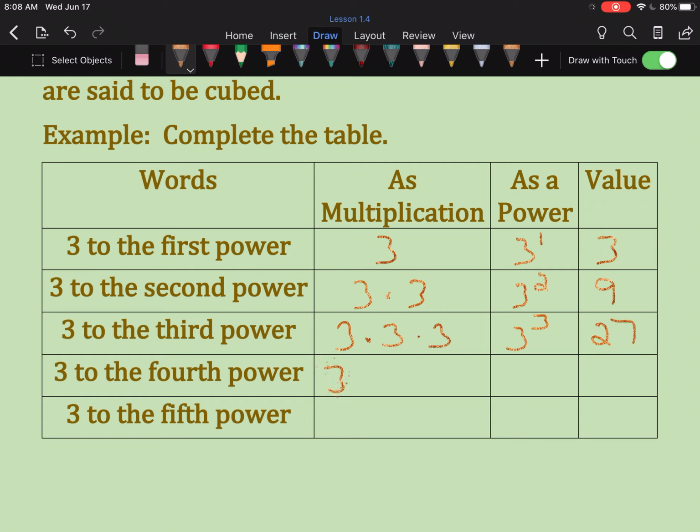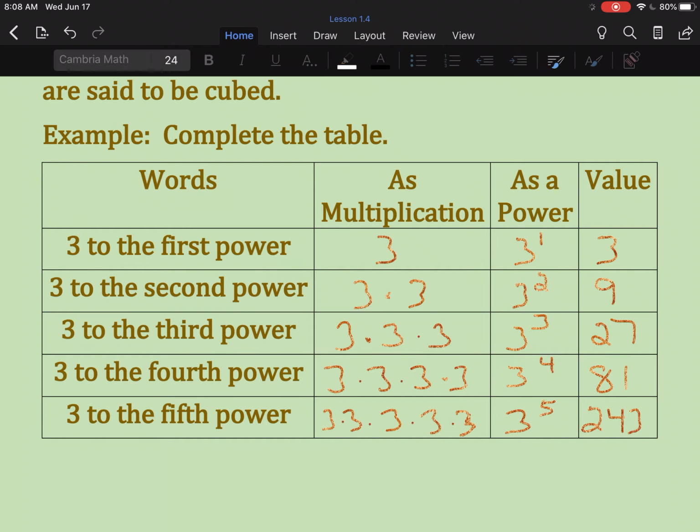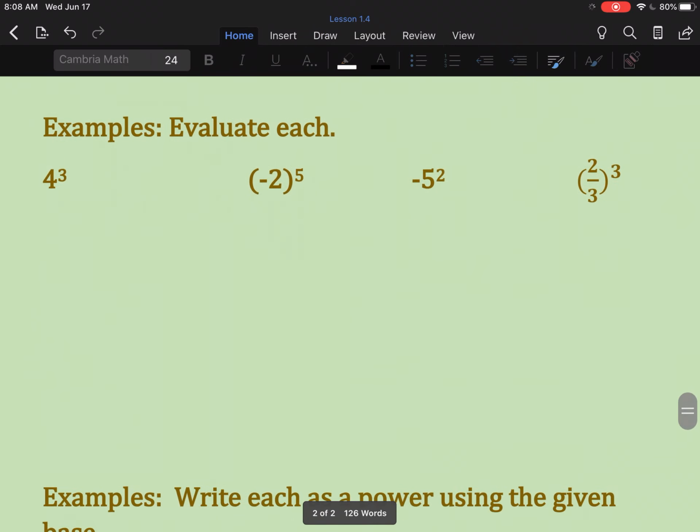3 to the 4th power would be 4 3's multiplied together. That is a 3 with a superscript of 4. That is 3 times 3 times 3 times 3. That's 9 times 9. That's 81. And 3 to the 5th power would be 5 3's. So 3 times 3 times 3 times 3 times 3. That is 3 with a superscript of 5. And 3 to the 5th power is 243. So that's just a quick little review to remember how exponents work. We've worked with exponents before, that's nothing new.